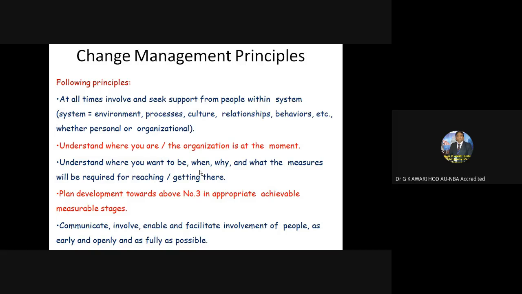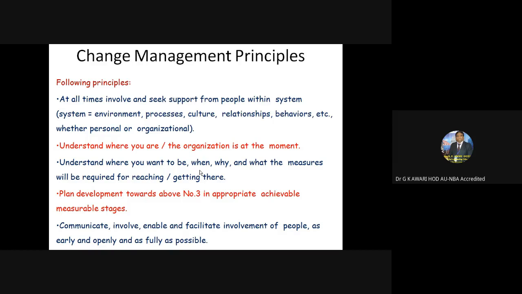हमें ये डीम यूनिवर्सिटी बनाना है, लेकिन बनाने के लिए if we want to bring the change, हमें autonomous status लेना है. But if you want to bring a change or the autonomous status, then what is required, what measures are required for getting there, that also you have to see. Plan development toward the above number 3: appropriate, achievable, measurable stages.